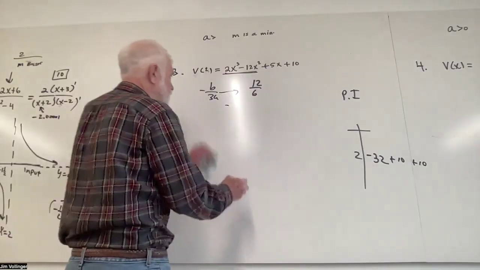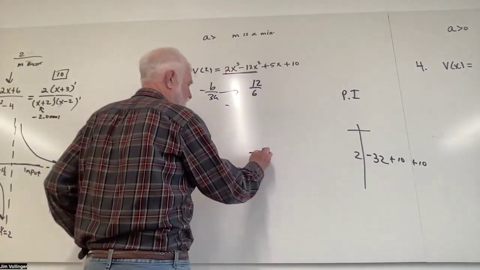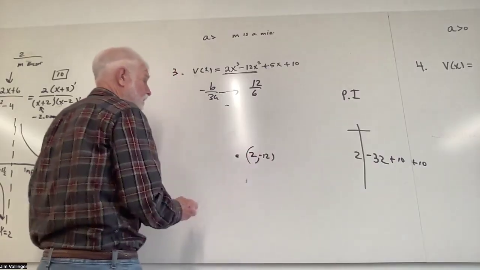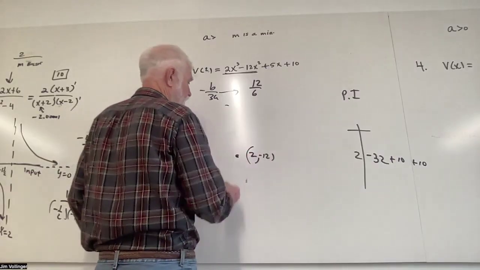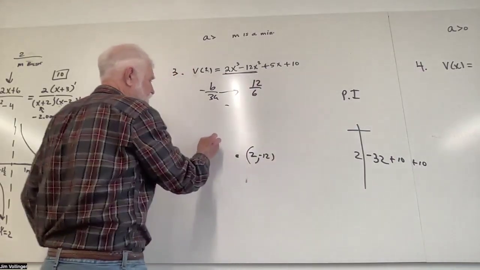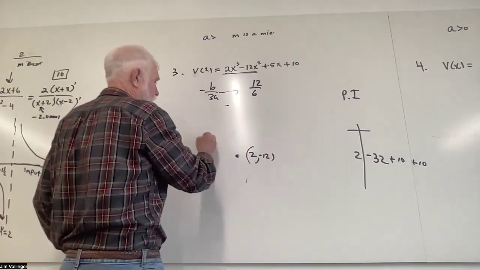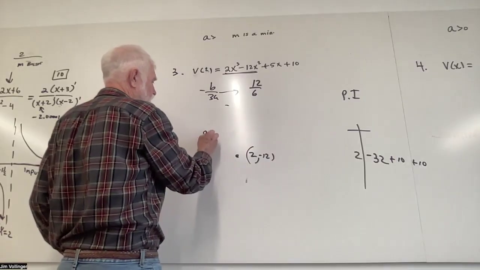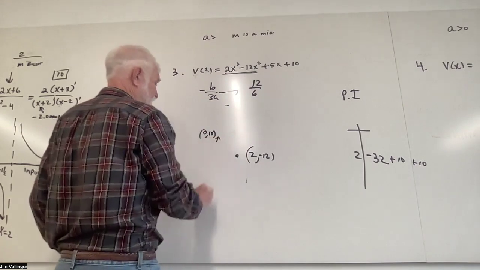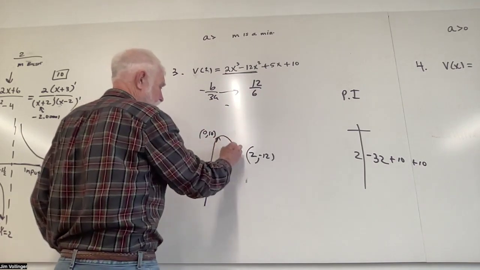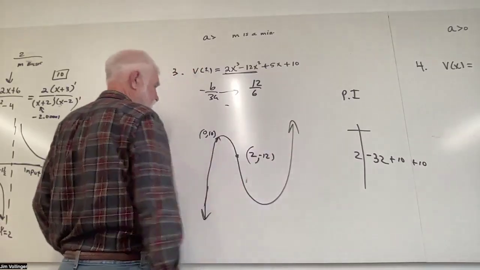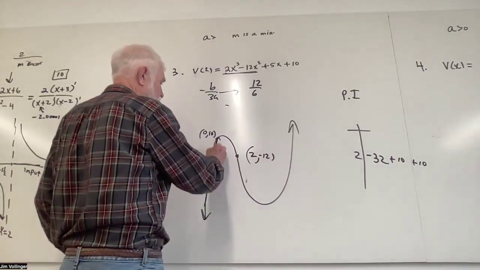So at 2, I'm at negative 12. And I think I'm going to be going down briefly. All right. Well, yeah, I know I'm going down because at 0, I'm at 10. So at 0, I'm at 10 going up. So let's put 0, 10 over here. And I'm going up at 5 to 1. Well, it's got to look like this then. Got to look something like that. Because I am going up.